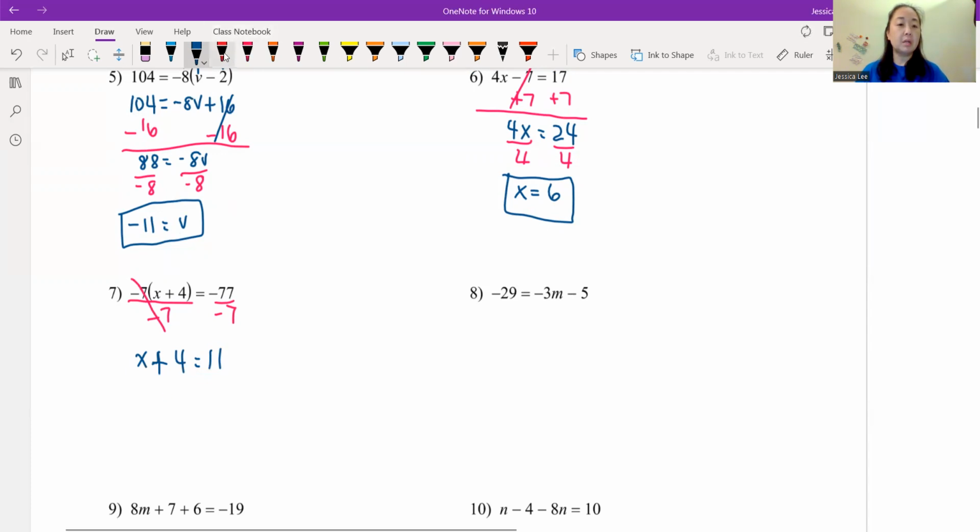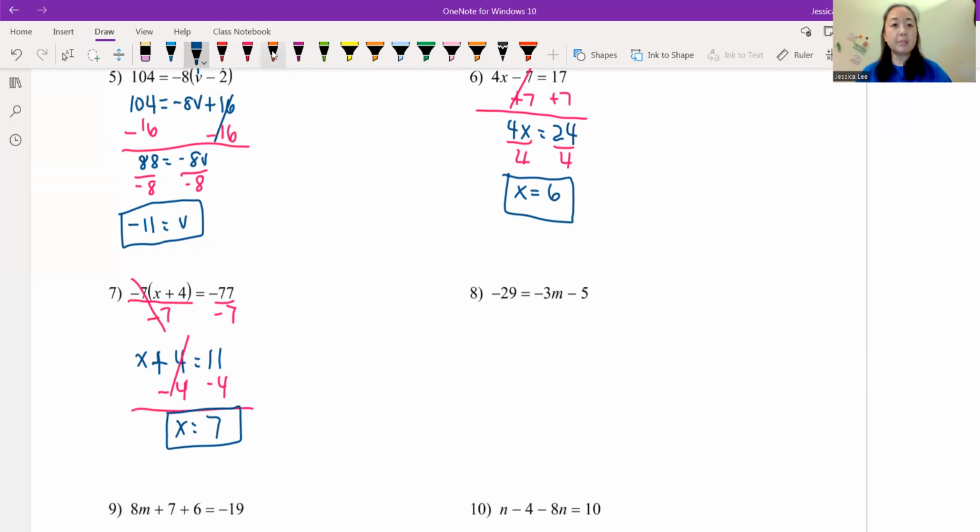And then from here, so this one is just a 2-step equation. Oh, I didn't change my color. Come on now. So again, we're going to get rid of the +4, so we're going to subtract 4 on both sides. All right, and then we're just going to get X is equal to 7. Bam, just like that. All right.